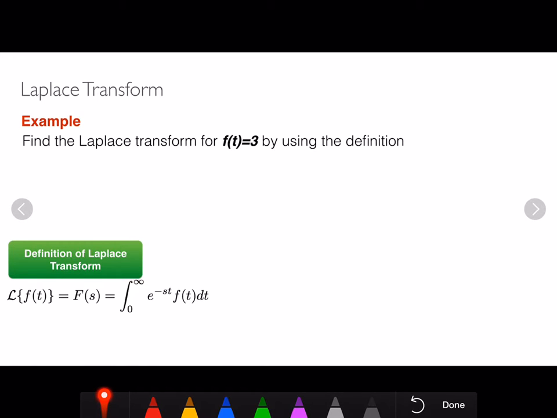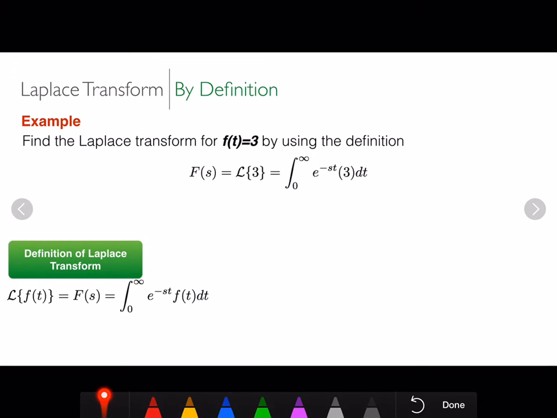So this is the first example we are looking at. Let's say you have f(t) equals 3. The 3 is a constant. You want to find the Laplace transform for the function f(t) equals 3. It's very easy using the definition. This is the definition that we have here, and it's simple by using the definition.